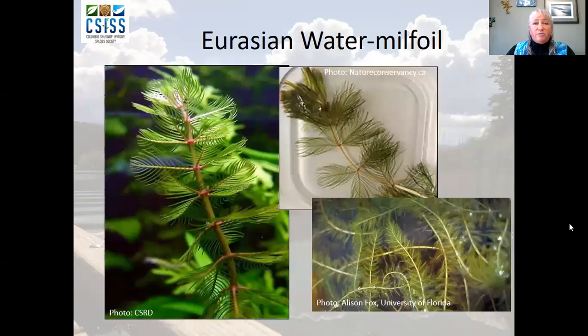This is Eurasian Water-milfoil. Some of you will be familiar with this. This is a fully submerged plant. It is common in the Shuswap Lake and in some of our smaller lakes, but it is not in all of our lakes. So it's something we want to be familiar with and want to make sure it's not going to be transported to other lakes accidentally.